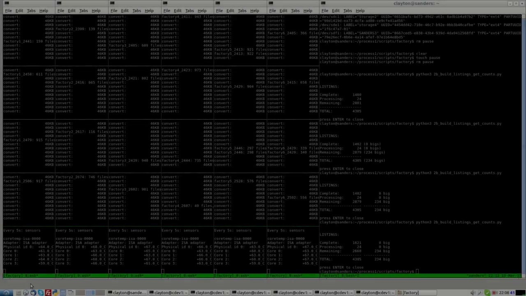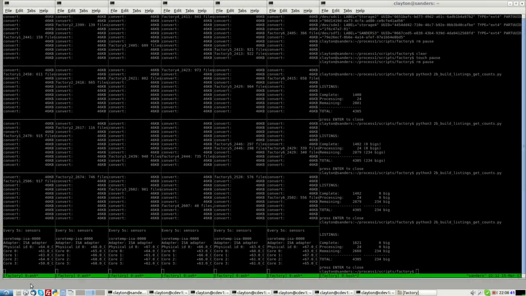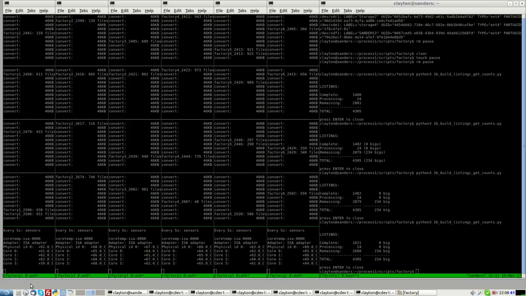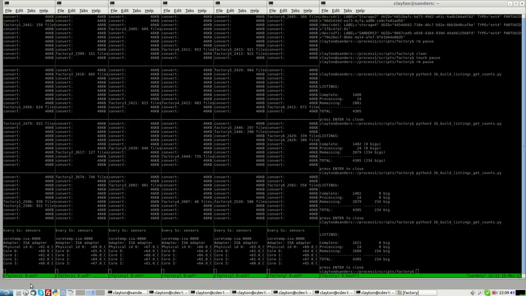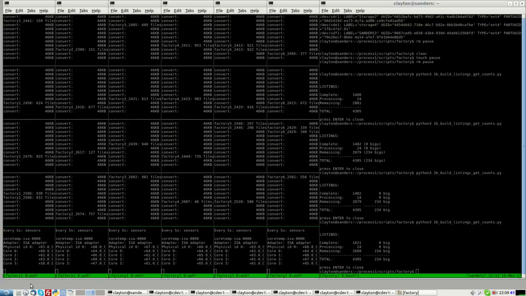Hey guys, just want to take a few minutes and show you something that I think is fun. What you're looking at is something that I call the factory, which is an inexpensive way to do a lot of processing.